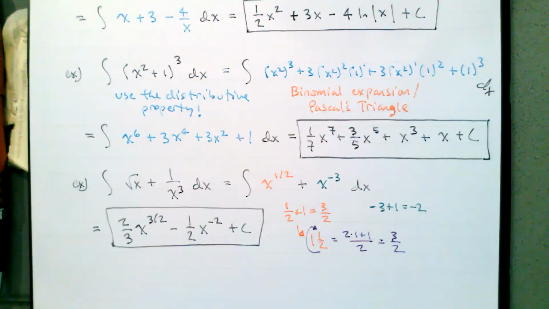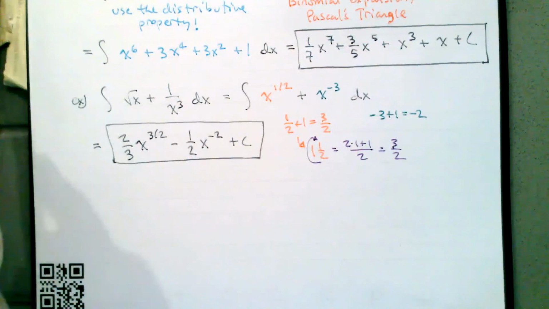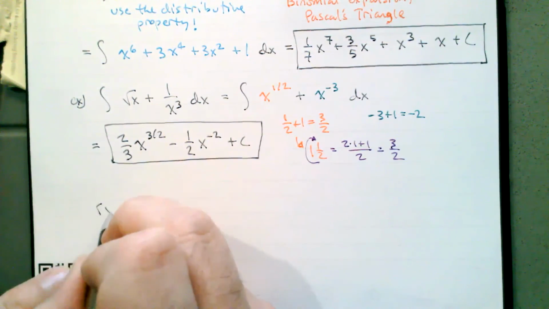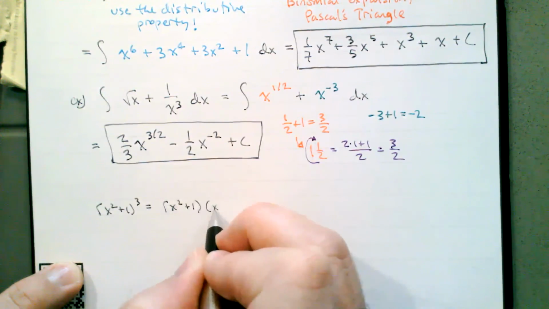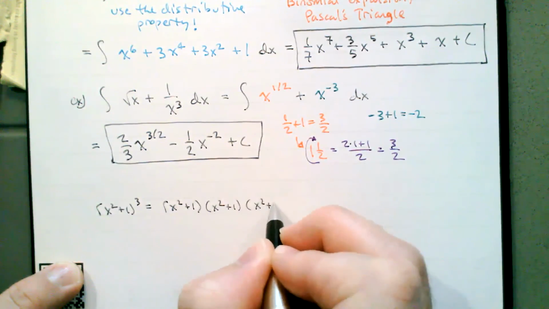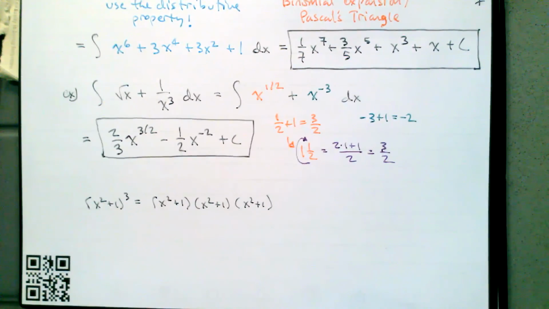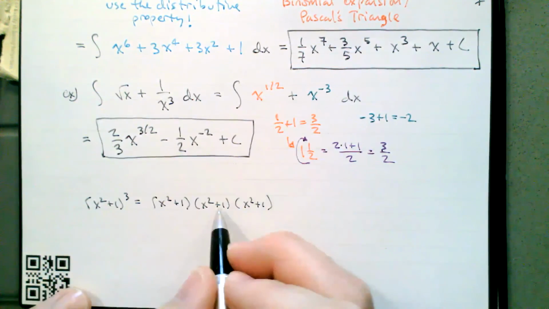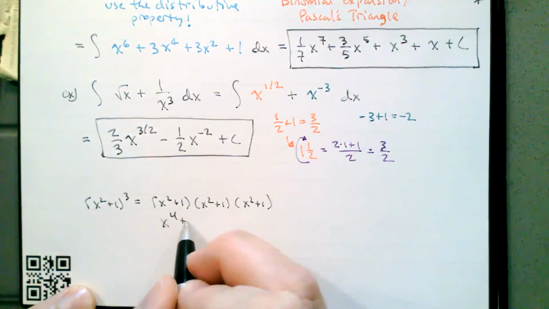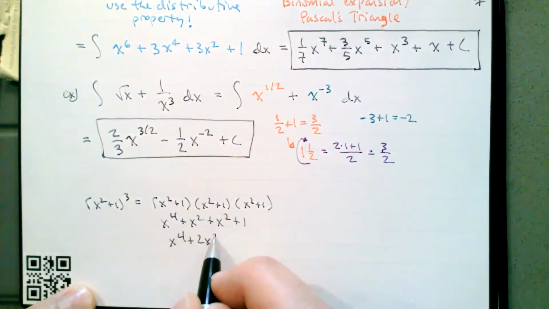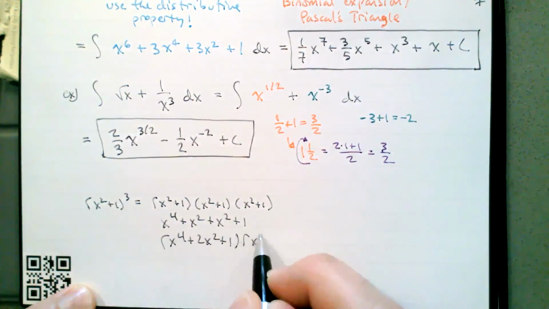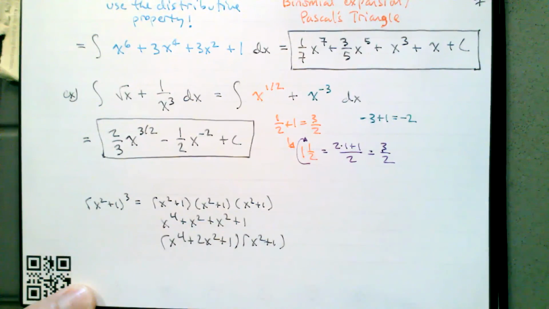I needed a fast way to multiply out x squared plus 1 to the third power. So if we have x squared plus 1 to the third power, that's an x squared plus 1 times another x squared plus 1 times another x squared plus 1. If I didn't remember my binomial expansion, I would have had to multiply everything out this way. So I get x to the fourth, plus x squared plus another x squared plus 1. So x to the fourth plus 2x squared plus 1, times x squared plus 1. Then I have to multiply all this out again.